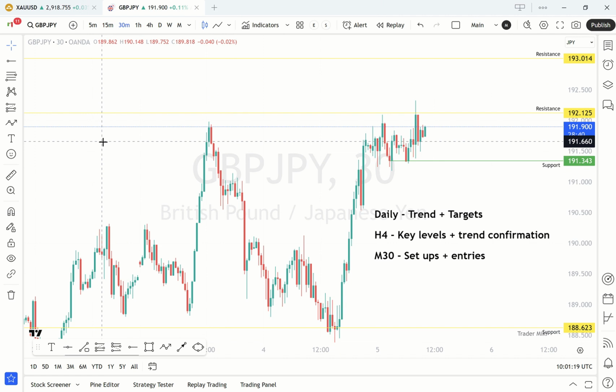That's how I use those 3 time frames to do my daily analysis. The daily for trends and targets, the 4-hour for key levels and trend confirmation, and the 30-minute for setups and entries.